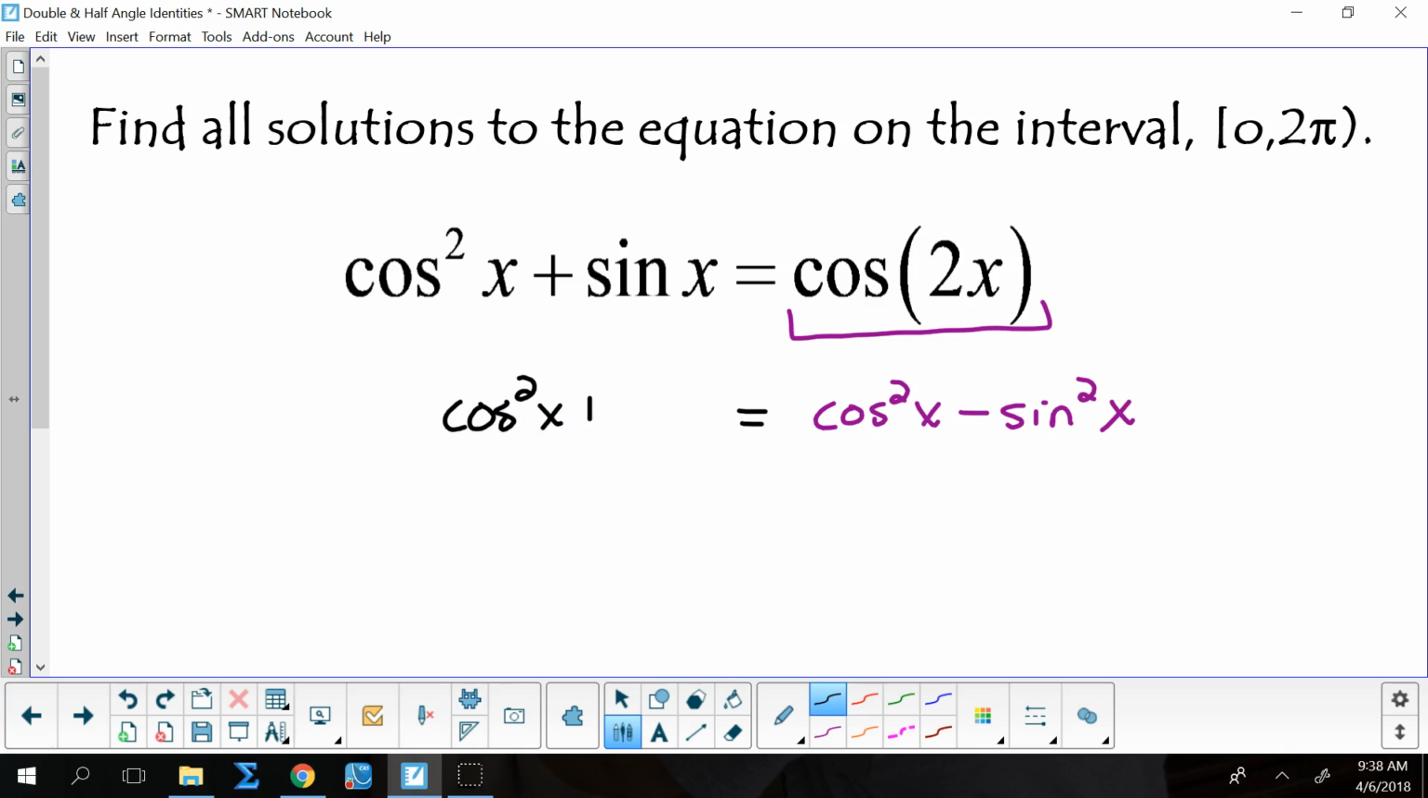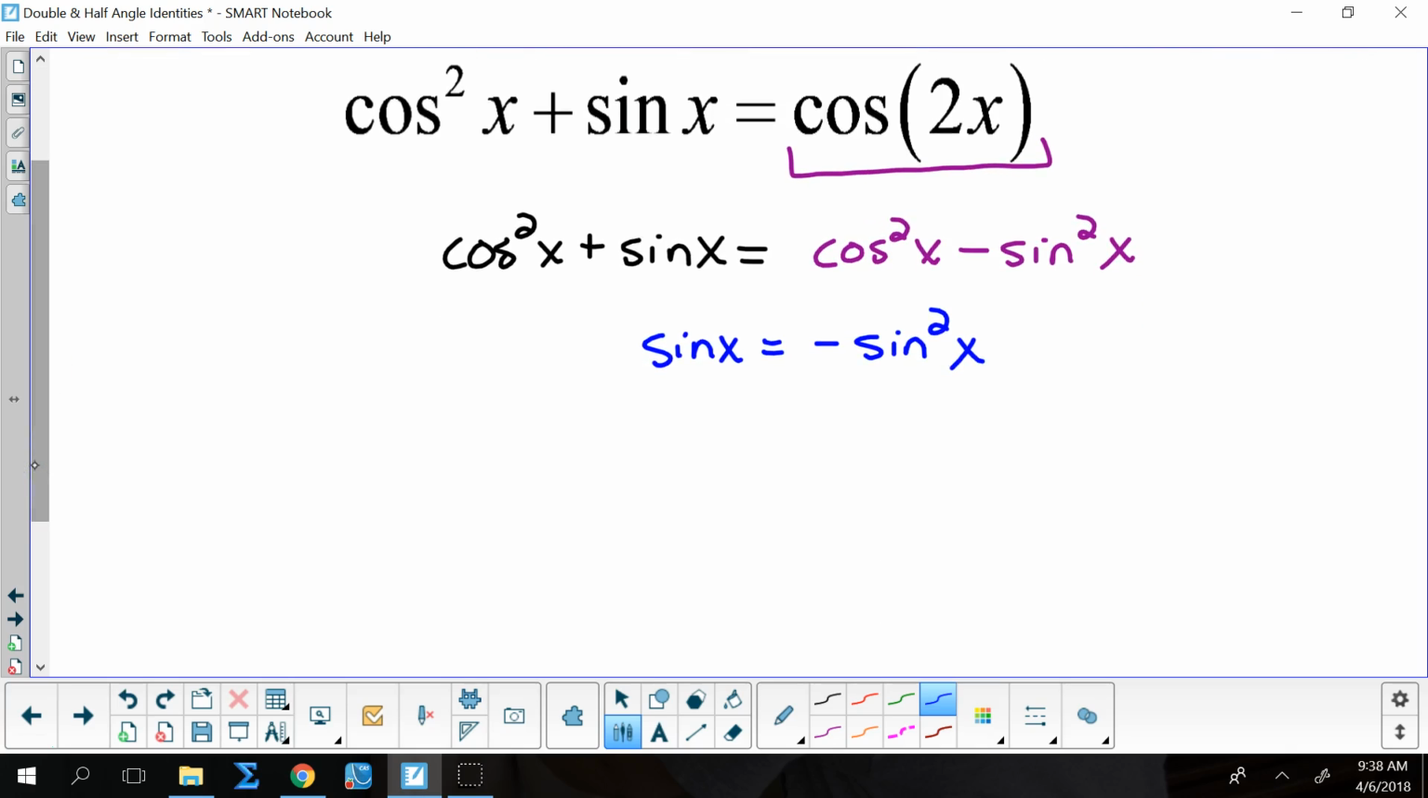what happens to my cosines? Because I've got a positive cosine squared on both sides, so those go away. That leaves me with the sine of x equals negative sine squared of x. Now we can get everything onto one side. So I would say sine squared of x plus sine of x equals 0. Factor out a sine.